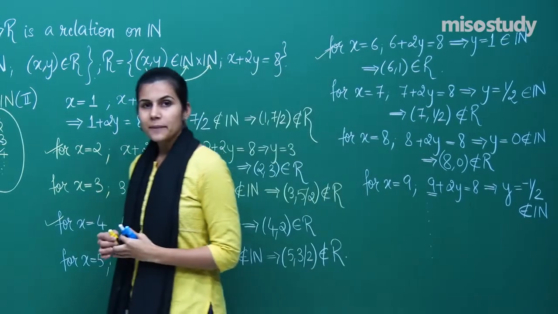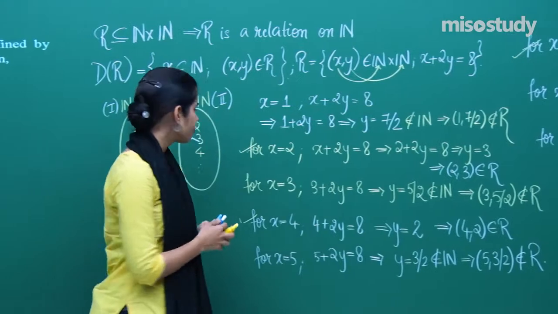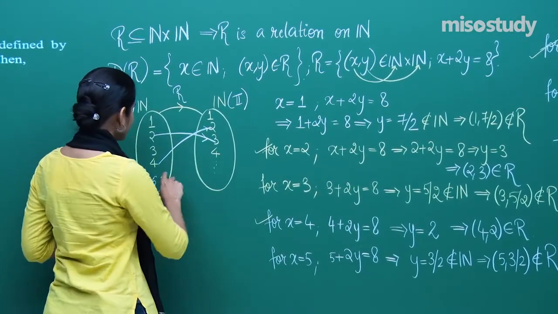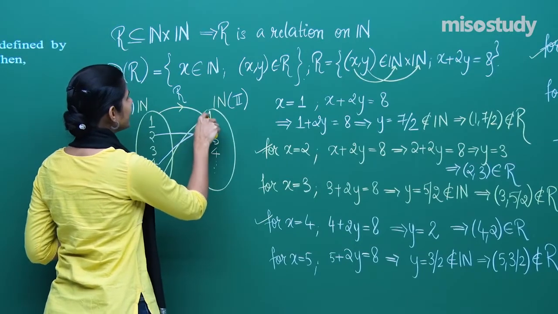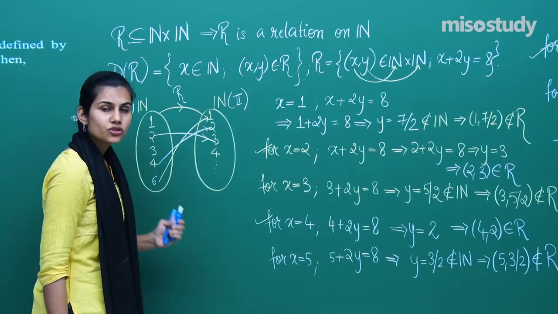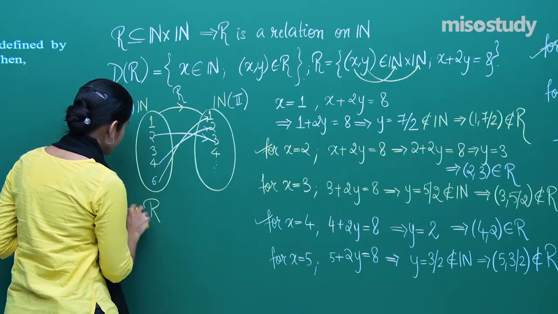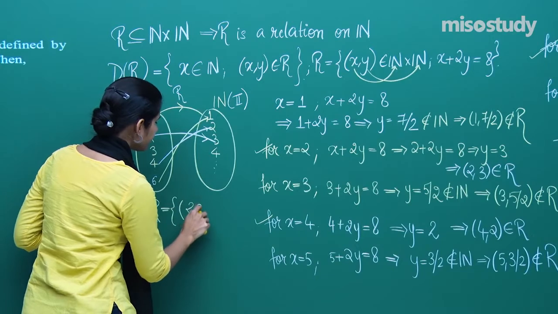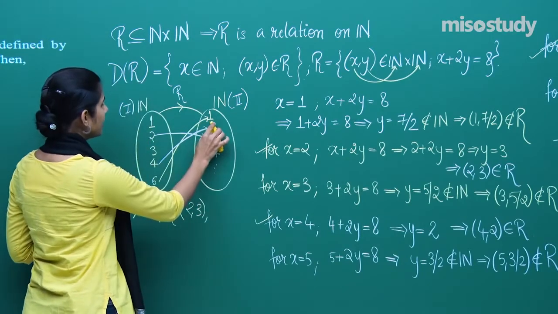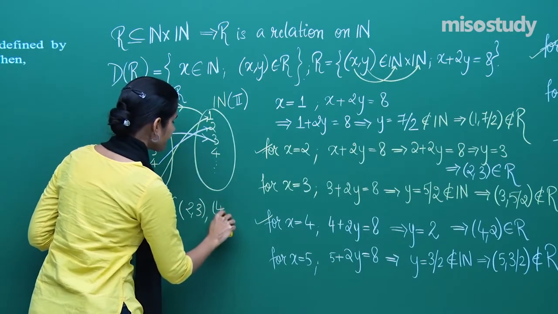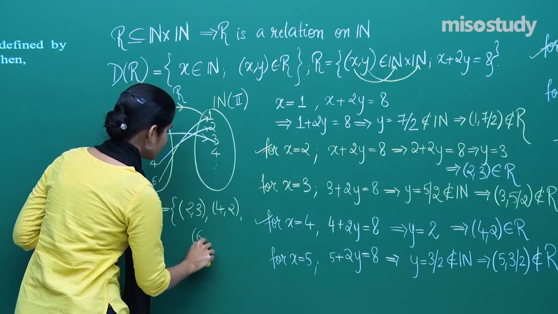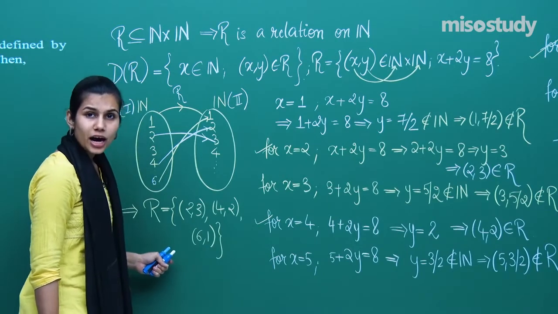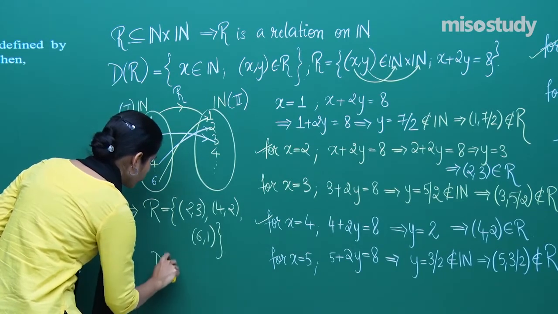So the arrow diagram in this case, if I try and draw with the help of the arrows, I get this. 6 in the end is just related to 1, and these are the only 3 ordered pairs sitting inside the set R, which are 2 comma 3, 4 comma 2 and 6 comma 1.